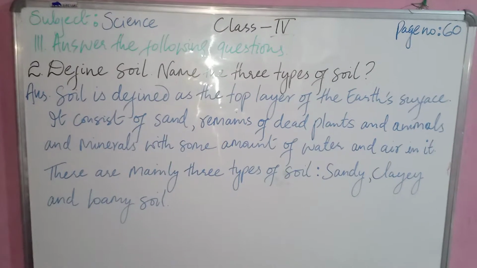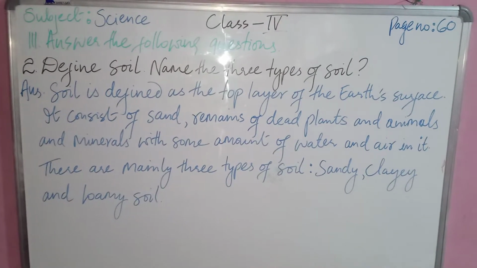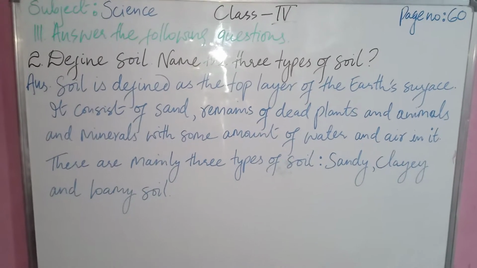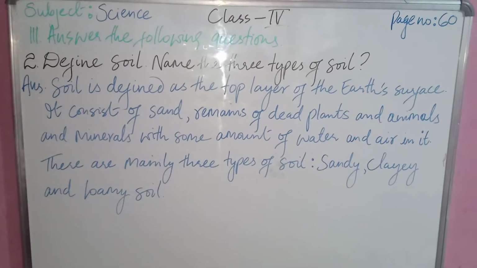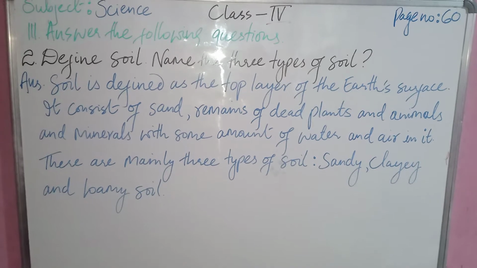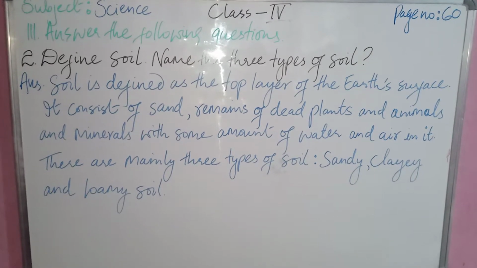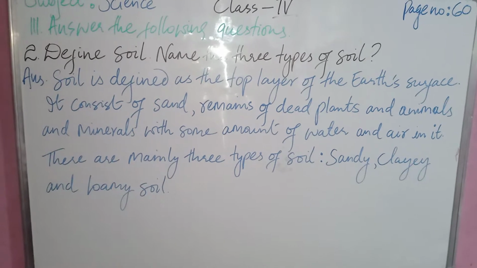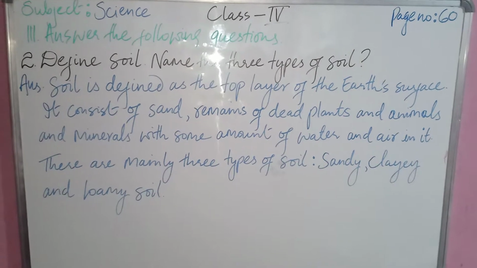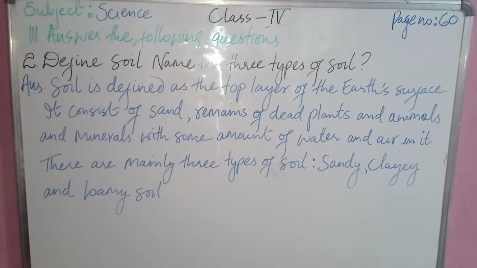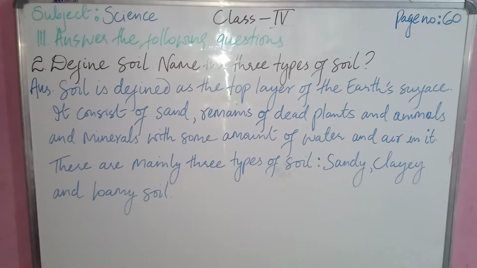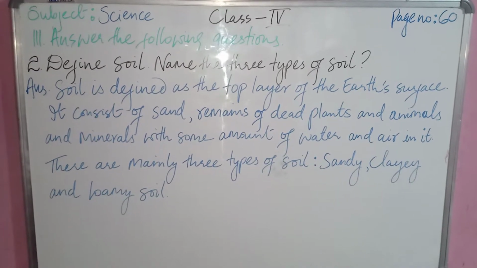Then we have question number 2. Define soil. Name the 3 types of soil. So you have to write, soil is defined as the top layer of the earth's surface. It consists of sand, remains of dead plants and animals, and minerals with some amount of water and air in it. Full stop. There are mainly 3 types of soil: sandy, clayey, and loamy soil. Let's get to the next question.